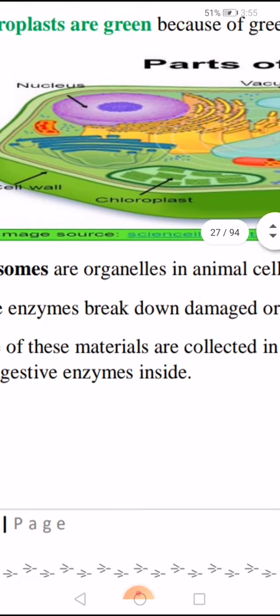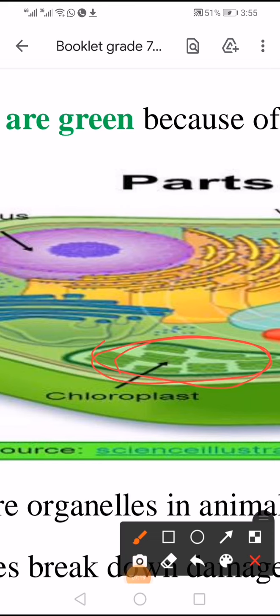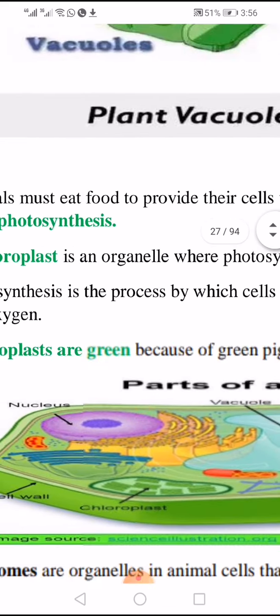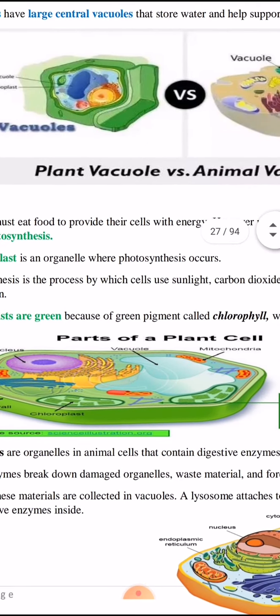Look, this is a chloroplast, green in color. Inside it, the photosynthesis process occurs. Again, what is meant by photosynthesis? Plants take carbon dioxide from the air and water from the soil, in presence of sunlight, to form sugar and oxygen. Sugar is a food for plant, and oxygen. Chloroplasts are green in color because of the green pigment called chlorophyll.